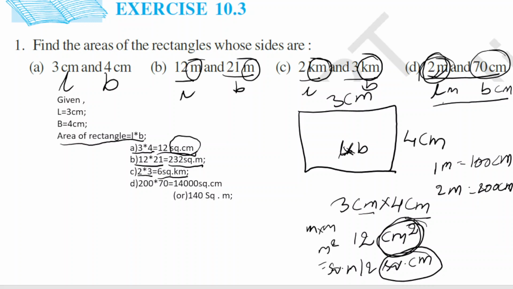So here this 2 meters can be converted into 200 centimeters, and you know that area of the rectangle is length into breadth, that is equal to 200 into 70, that is equal to 14,000 square centimeters. And this 14,000 square centimeters can be represented in meters also as 140 square meters because these two zeros we are representing as meters. So this 14,000 square centimeters is equal to 140 square meters.